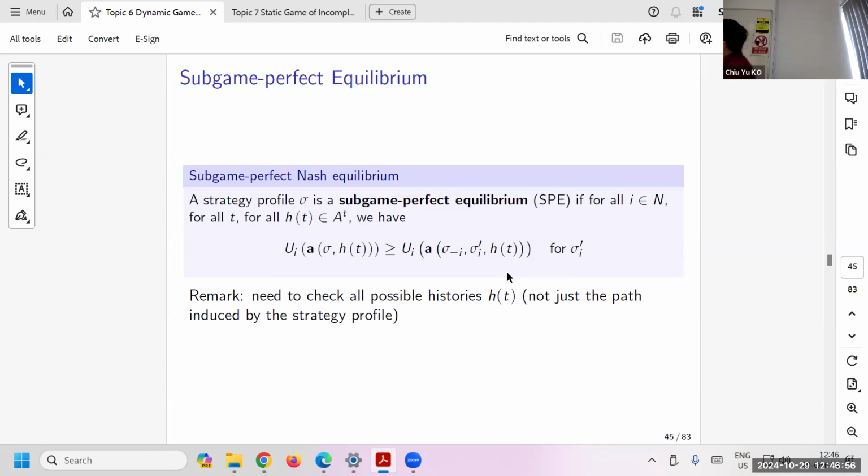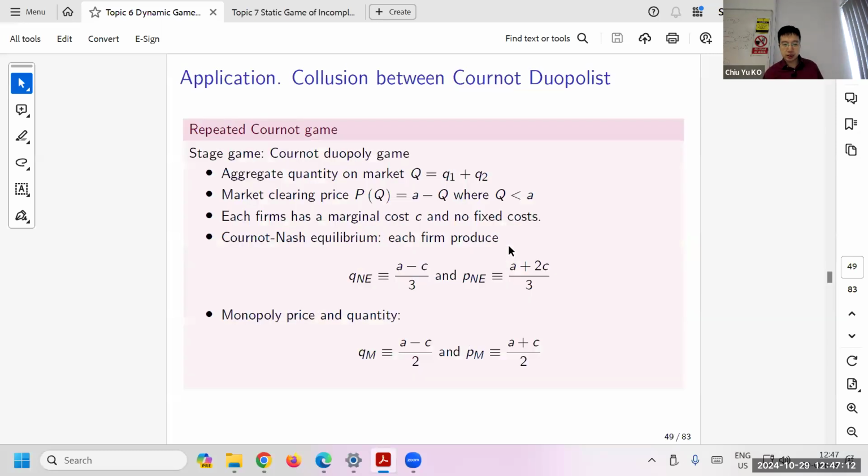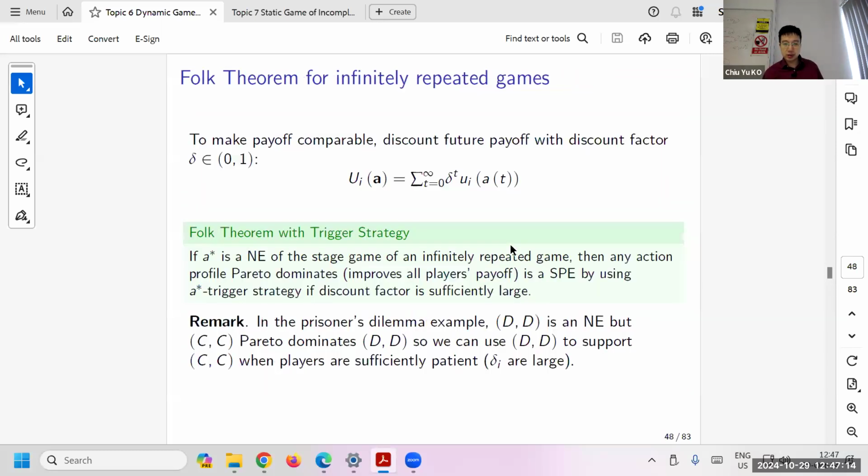And the subgame perfect Nash equilibrium has to check all possible histories. Okay, that is something different. For every possible history that's conceivable, not only in the game that appears. Okay, let me show you this example.